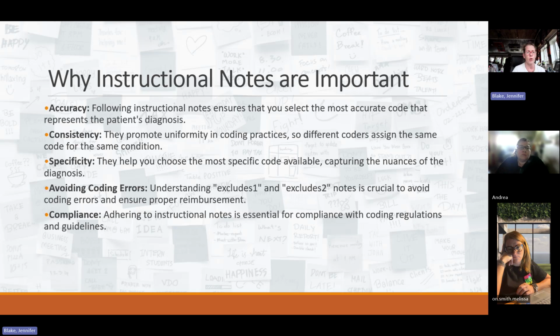It also helps avoid coding errors. So using those Excludes 1 and Excludes 2 notes, it's really crucial. And that's why I would put them in the back of your book. And then compliance, you're going to hear that word from now till forever. Just making sure that everything we do is compliant with coding regulations and guidelines. We always want everything we do to be compliant. Okay.